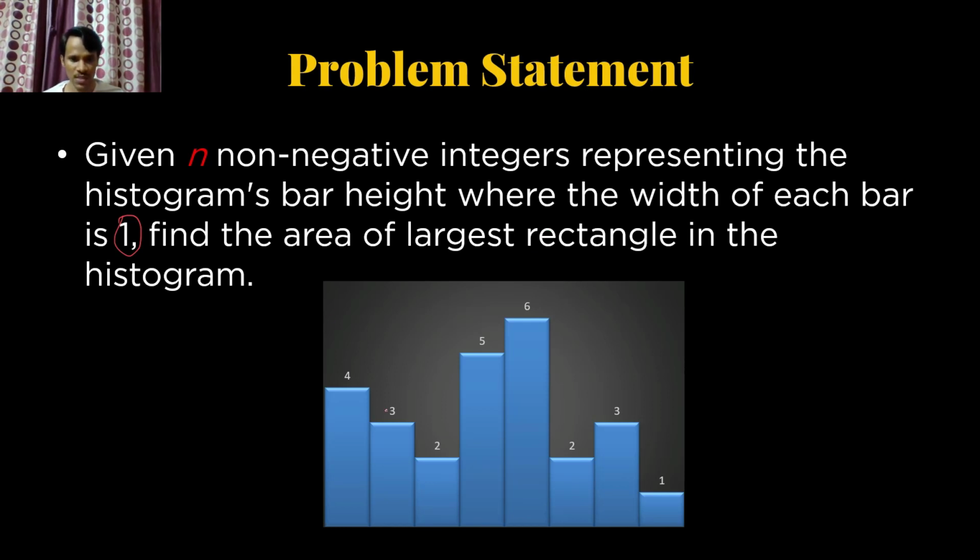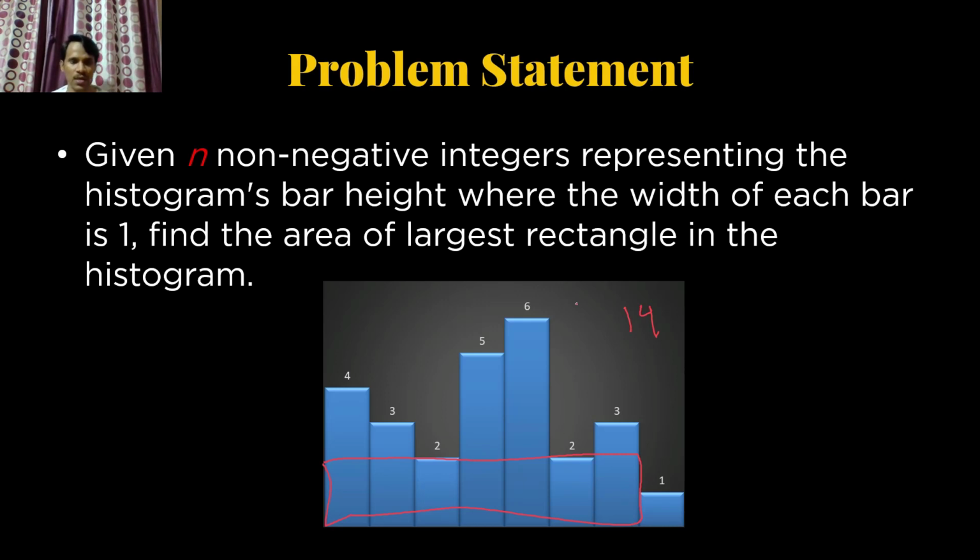So suppose you are given this histogram with these heights of the bars. Each bar is of width 1. We have to find the largest possible area of rectangle that can be formed with this histogram. Okay, so the largest area rectangle that is possible in this histogram is this one, which is of area 14. Okay, 2 is the height and 7 is the width.